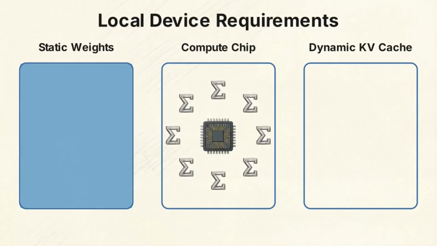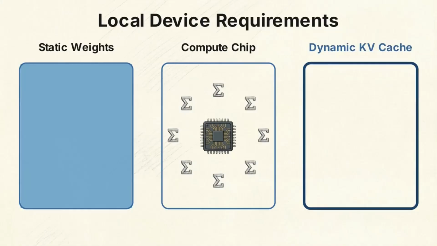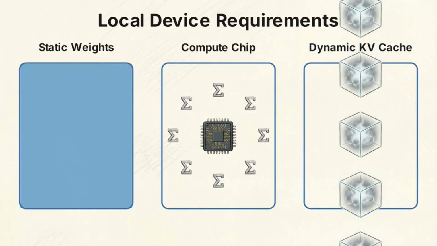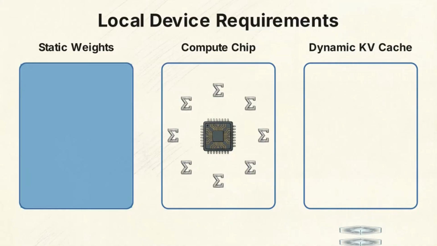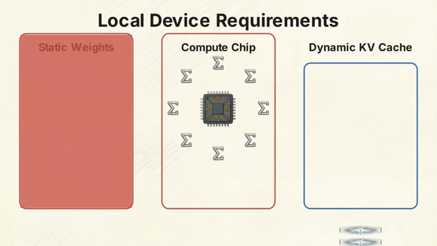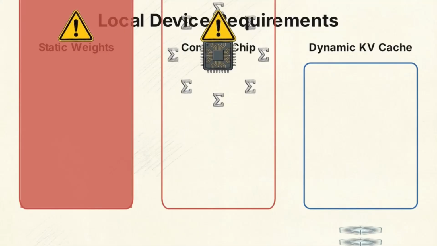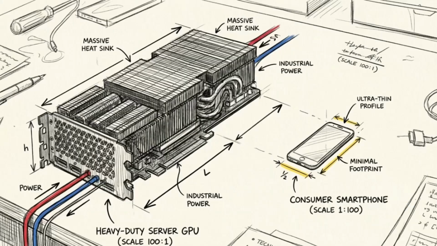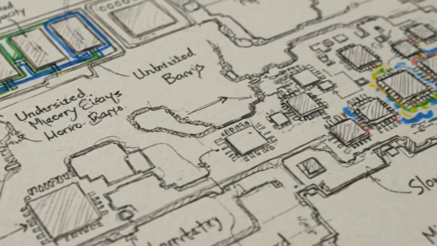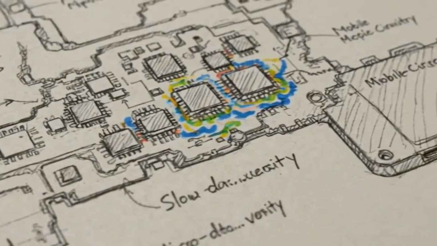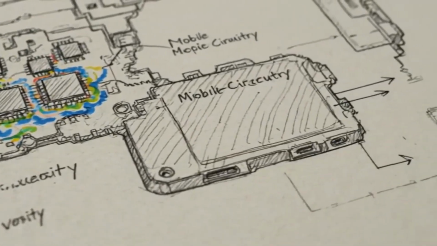The second pillar is the compute chip. The local processor must possess the speed to execute billions of mathematical operations per second. The third pillar is the dynamic KV cache, the active conversation memory we just deconstructed. When we apply the TurboQuant reality check to these three pillars, the bottleneck becomes obvious. TurboQuant optimizes the KV cache, but it does not account for the physical footprint required for the static weights or the compute chip. A smartphone simply does not possess the baseline RAM required to hold a flagship model's static weights, regardless of how small the active memory gets.